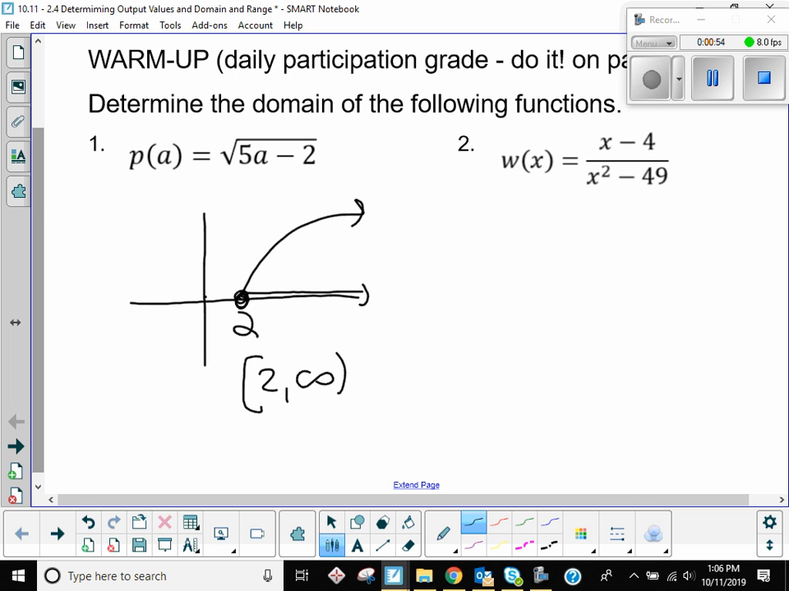Like 0 doesn't have a point on there. X equals -2 does not have a point on there. It's only from 2 to infinity that has a point on that graph, and that's its domain, right? For a picture, that's easy.